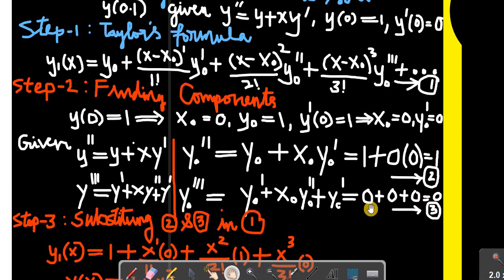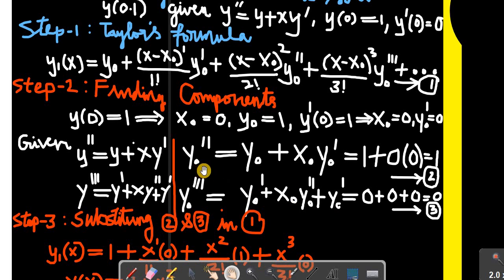And so we have got the value of y. The third derivative of y with respect to x at x equals 0 is 0. That's what we needed here. Am I correct? Third derivative of y when x equals 0.